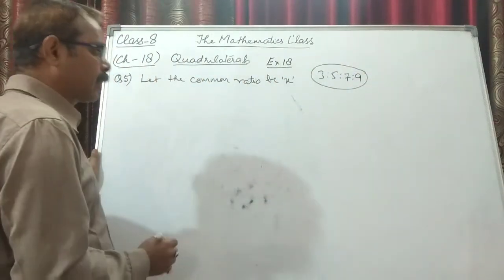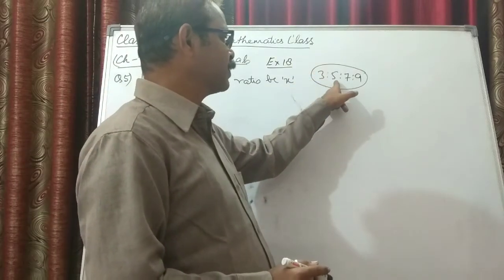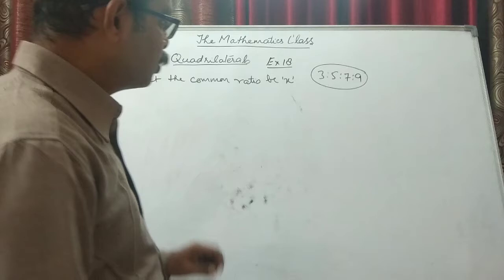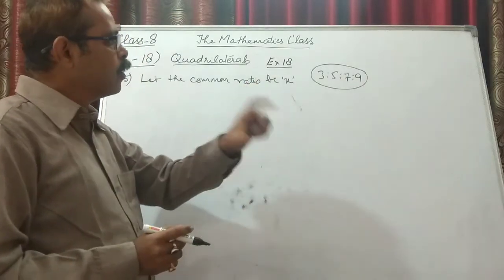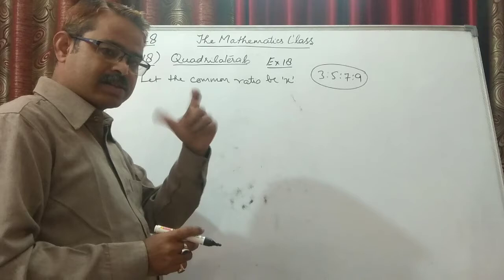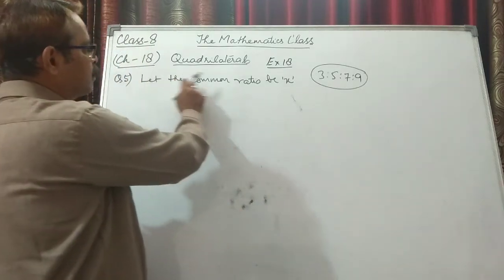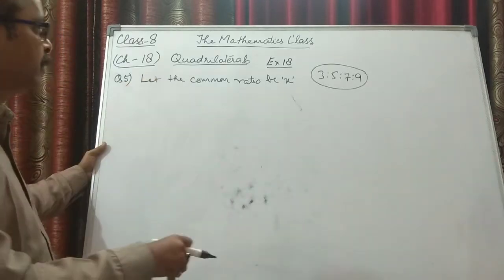That all these angles are 3 times of a fixed number, 5 times of a fixed number, 7 times of a fixed number and 9 times of a fixed number. So they are in the multiples of 3, 5, 7, 9 of a fixed number. So what is that fixed number? We don't know. So that is why the first statement should be let the common ratio be X, or let that fixed number be X.